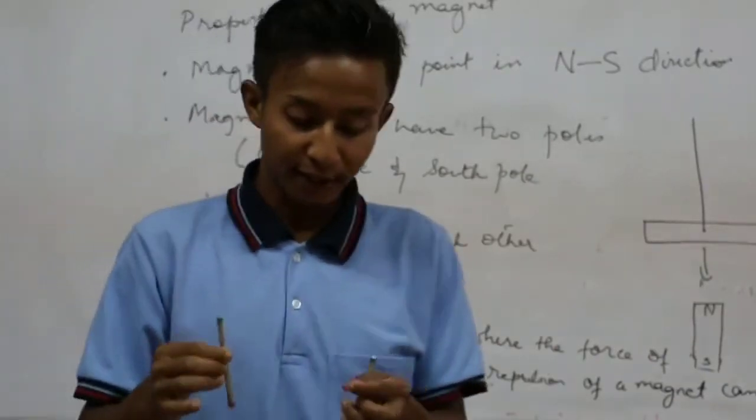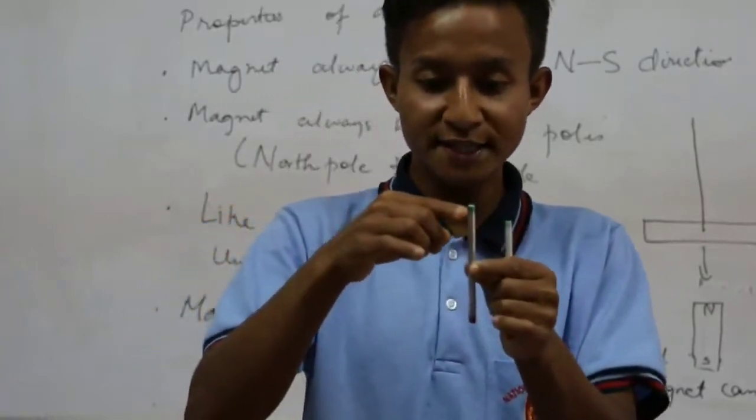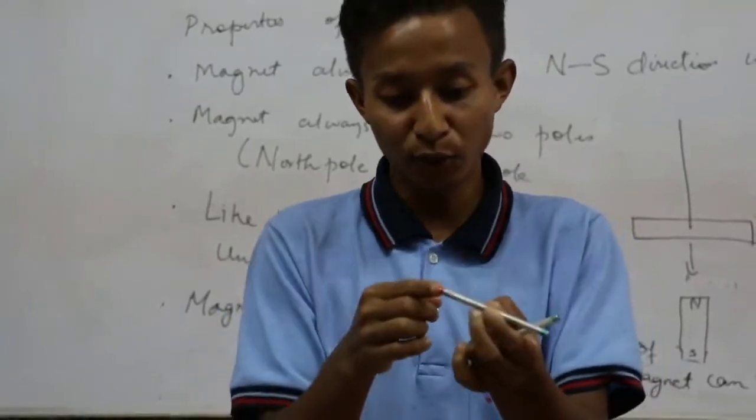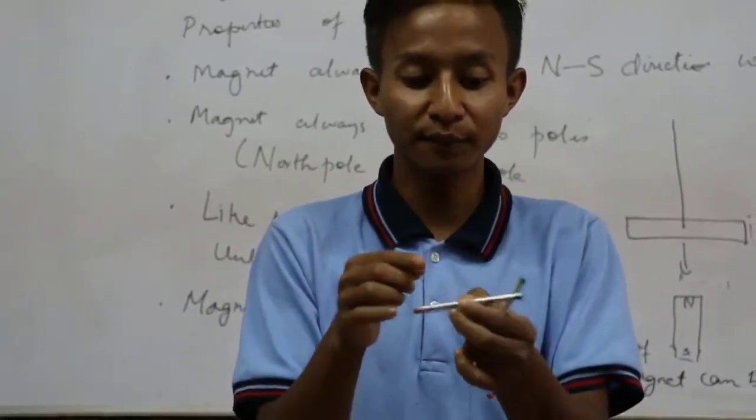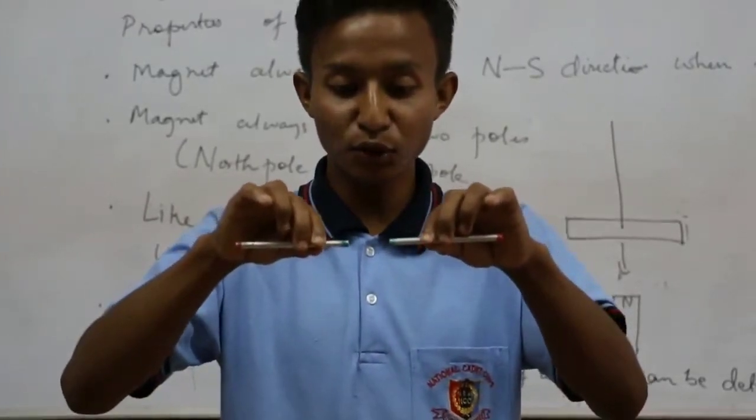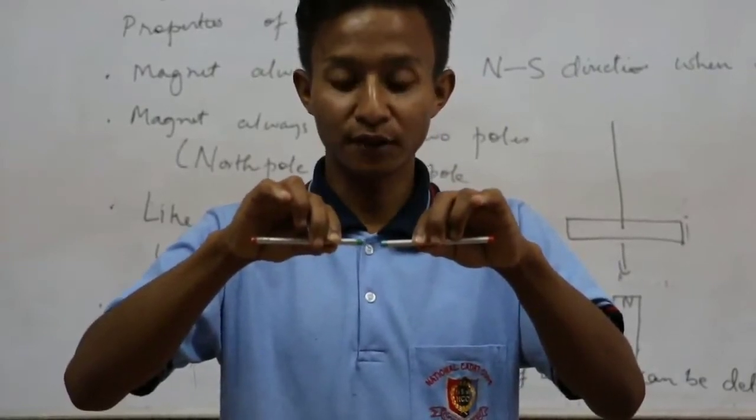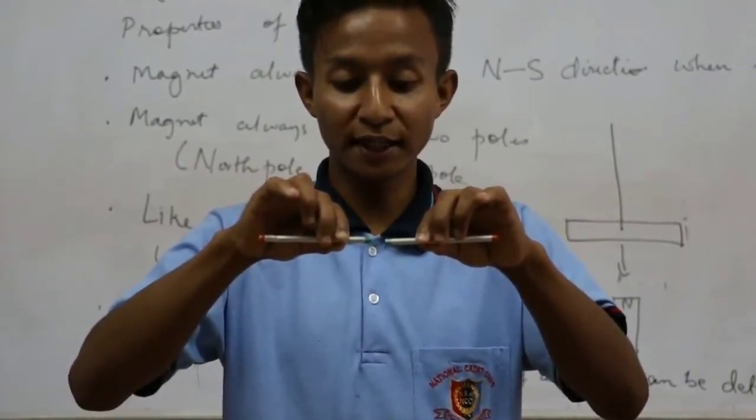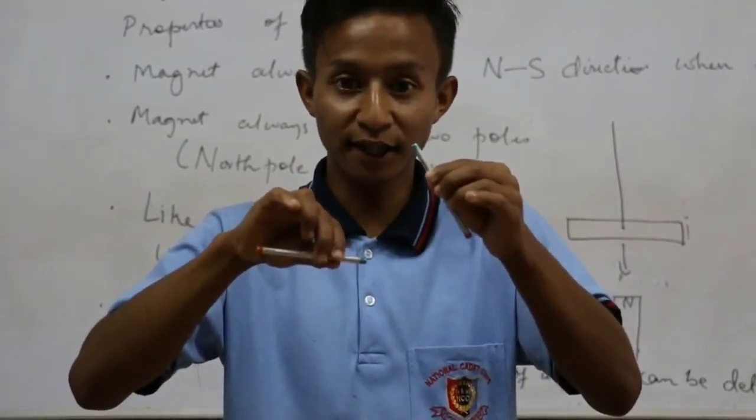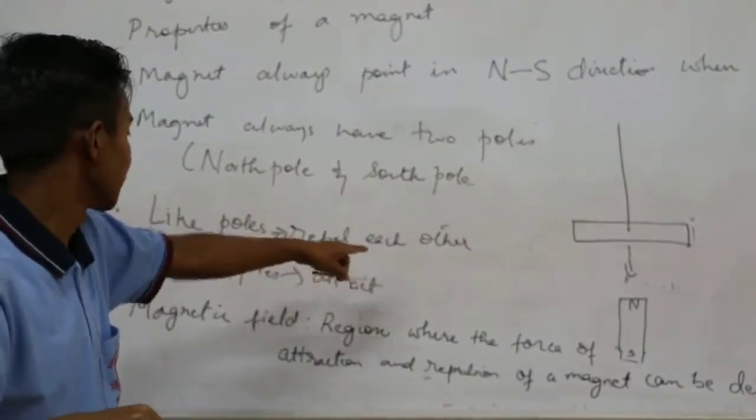So this is a bar magnet. As you can see, this green portion we call the north pole, and the red one is a south pole, right? So another magnet I bring. When I bring two magnets of the same pole, what will you observe? You will observe that these two magnets will repel each other, right? So like poles repel each other.